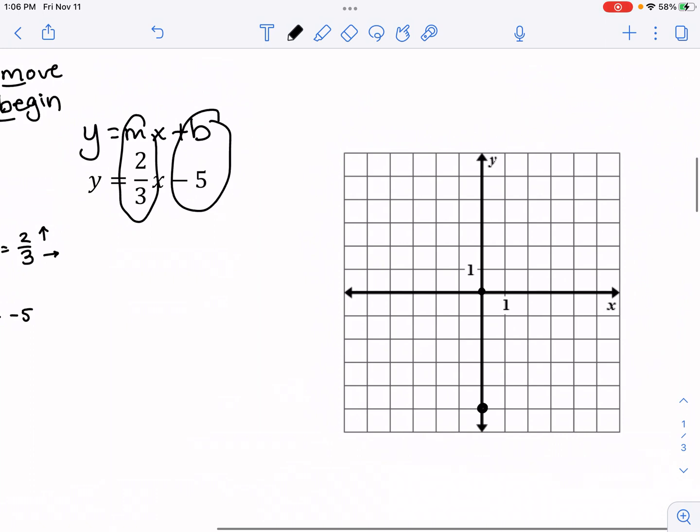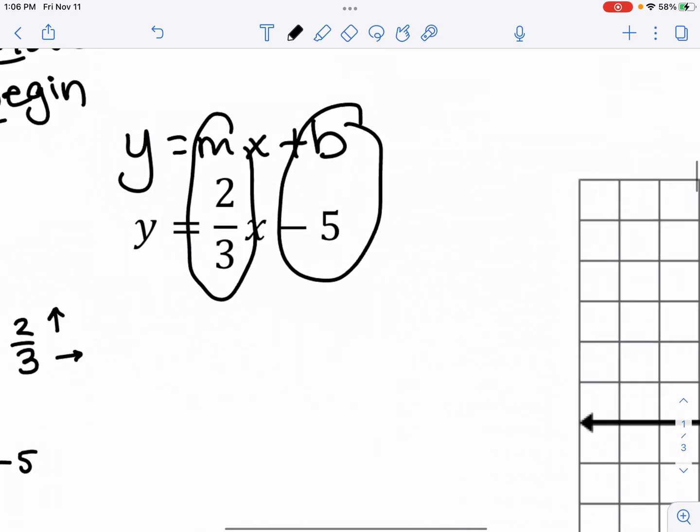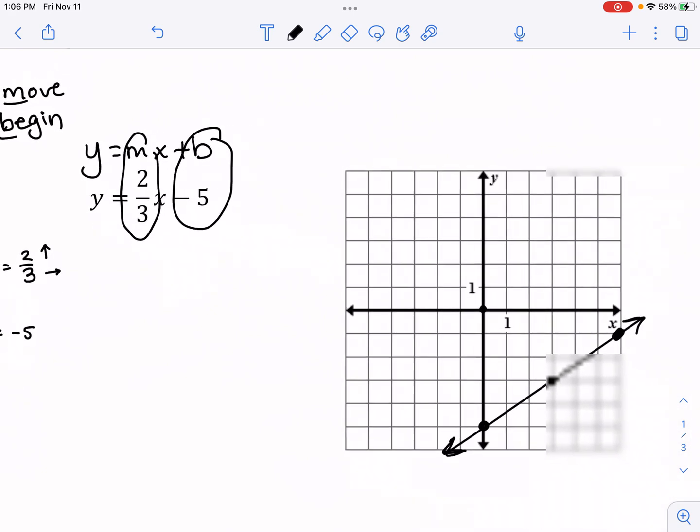And then from here, we'll go up 2, right 3. So 1, 2, 1, 2, 3. From that point that we initially put, we can draw the line from there, but I'm going to continue the pattern one more time, the staircase pattern, or step pattern. Up 2, right 3, we'll get a point right here. Okay, we'll connect the dots, but then we'll extend it through the dots and to the edge of whatever grid that we have. But this is the graph of the equation y equal to 2/3 x minus 5.